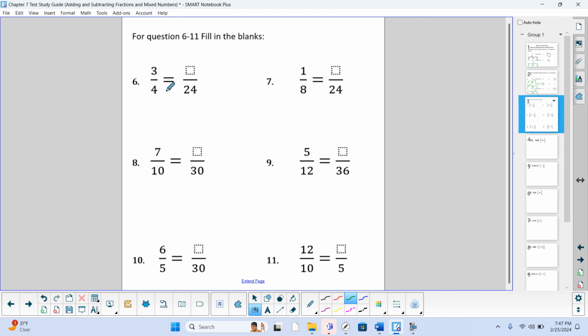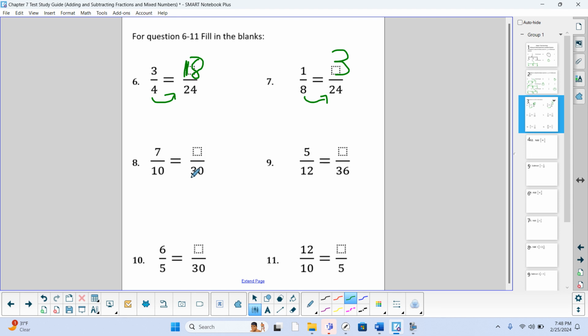All right. For questions 6 to 11, fill in the blanks. Well, 3/4 is equal to what over 24? To get from 4 to 24, you would have to multiply by 6. So I'm going to take the numerator, multiply that by 6, so 3 times 6 is 18. Sorry, on your paper you're not going to see these lines, but I think you can read that, 18/24. To go from 8 to 24 in my denominator, I would multiply by 3, so I take 1, multiply that by 3, so this would be 3/24.